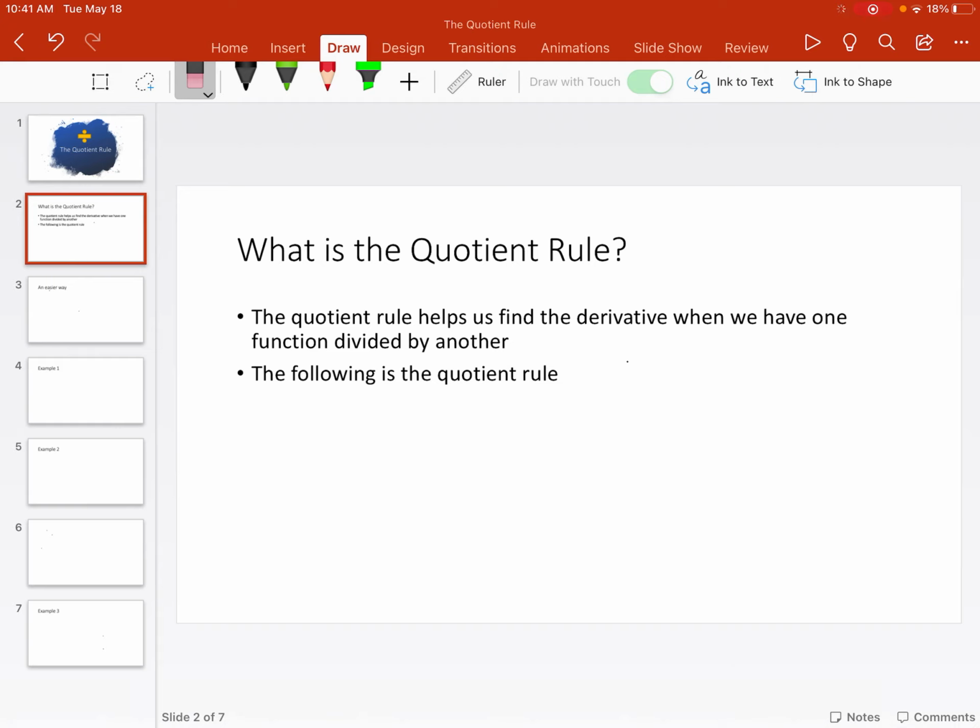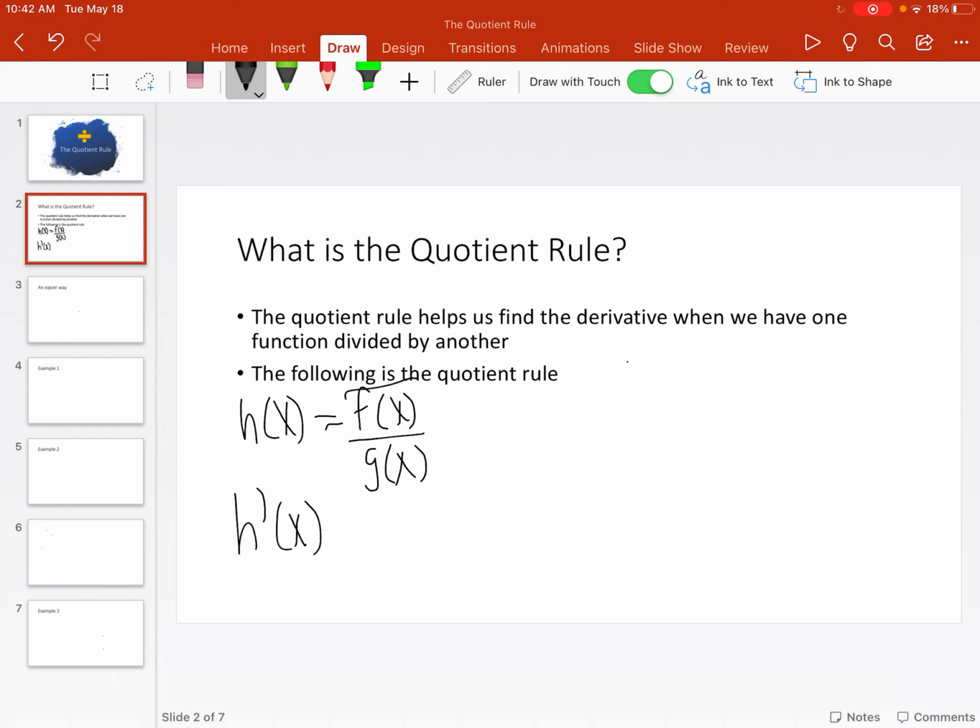So say I have, for instance, h of x, and that is f of x divided by g of x. So I got a function divided by a function. I have f of x divided by g of x, and I want to find h prime of x. I want to find the derivative of this thing. And the quotient rule helps us do that. So what is the quotient rule?